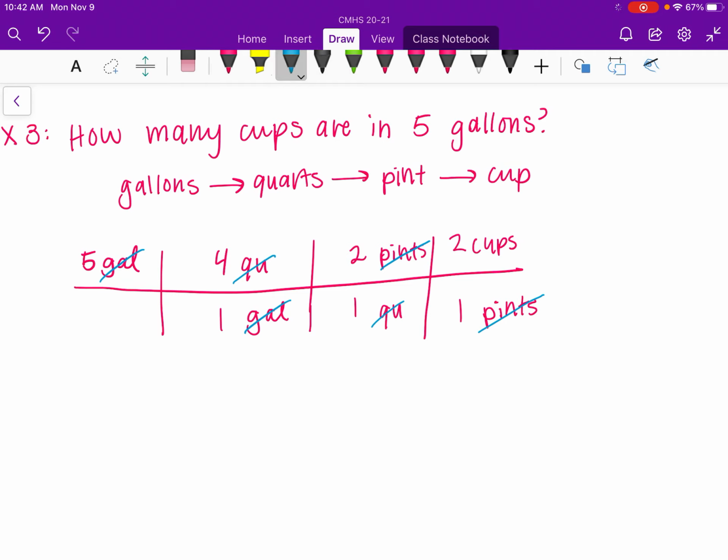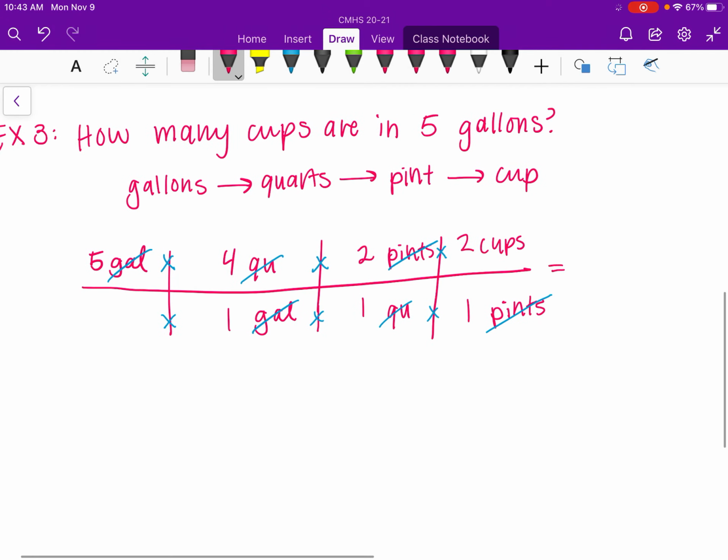All right, now we multiply. So multiply across the top, multiply across the bottom. On the top we have 5 times 4 times 2 times 2. That will be 80. And on the bottom we have 1 times 1 times 1, which is 1. So 80 over 1 equals 80, and that is in cups.